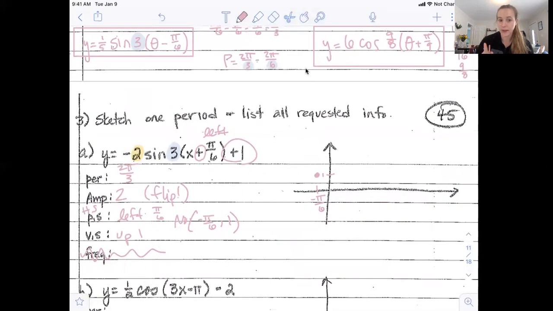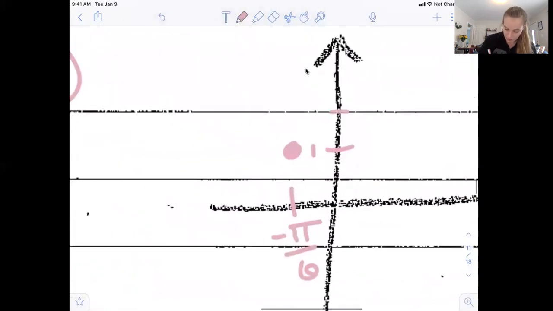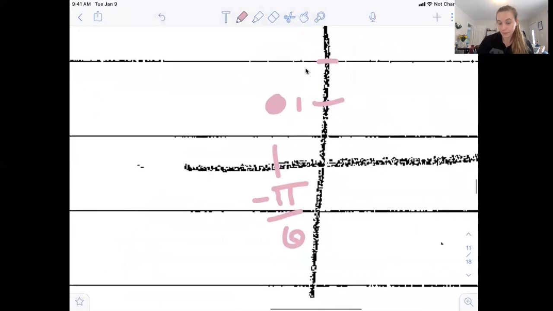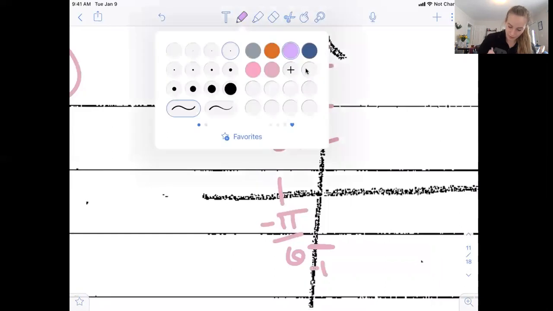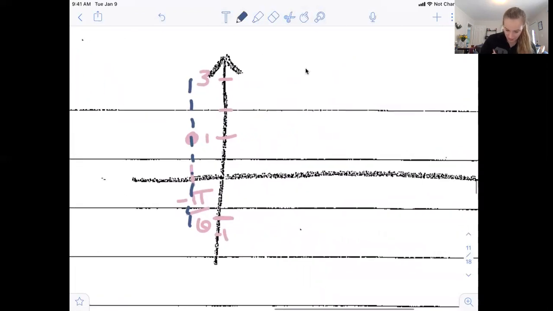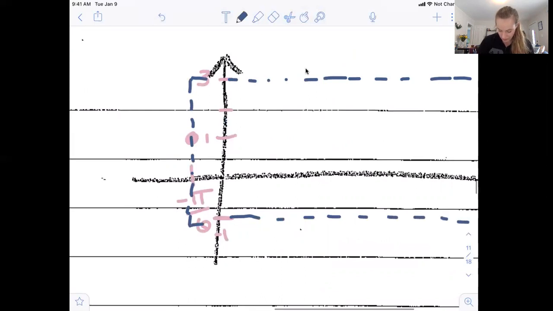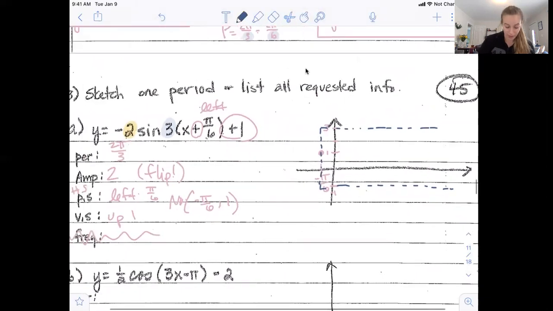So from here, I need to do my amplitude and my period. My amplitude is 2, so I'm going to go up 2 from everywhere here. 1, 2 means that I go up to 3. Down 2 means that I go down to -1, which is going to be right there. So if I do my little pitter-patter graph, I can't go any farther left than this. And I can't go any higher than 3. And I can't go any lower than -1. I don't know how far over I'm going. It's wide open, so I've got to figure that out.